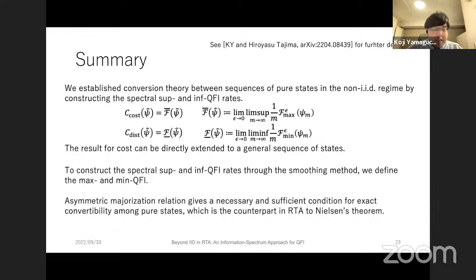To construct these two quantities through the smoothing method, we define the maximum and minimum quantum efficient information. And we introduce the asymmetric majorization relation. By using this notion, we have provided an interpretation of the maximum and the minimum quantum efficient information. The important thing about the asymmetric majorization is that it gives a necessary and sufficient condition for the exact convertibility among pure states, which corresponds to the Nielsen theorem. Okay, that's it. Thank you for your attention.